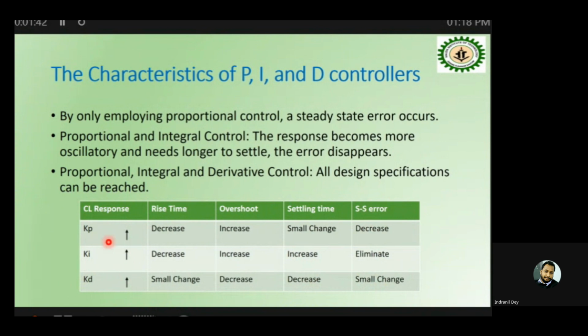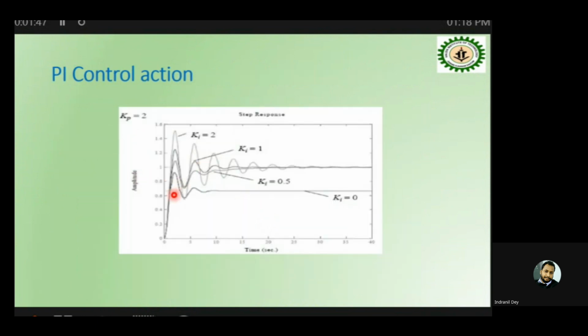If we increase the gain of these three controllers, how will it affect the process? Let's have a look. As I told, we will fix Kp equal to 2, so we don't change the proportional gain. Here we will change only the integral gain. Initially, when the integral gain Ki is 0, that means only P control. See, our desired value is 1 and it has a very large offset, or steady state error. So it cannot reduce the steady state error using only P control.